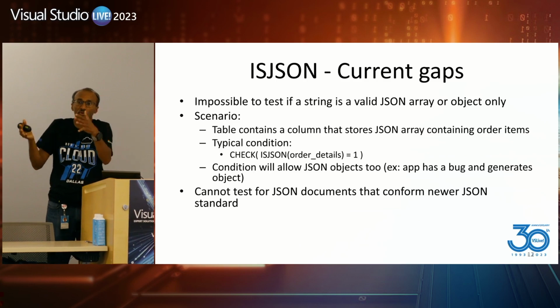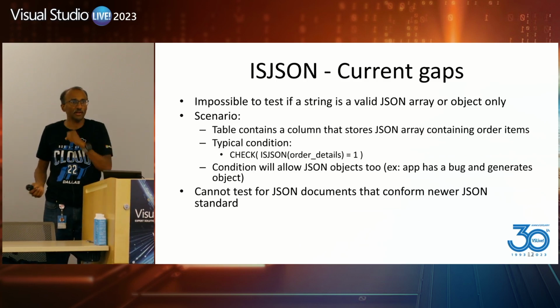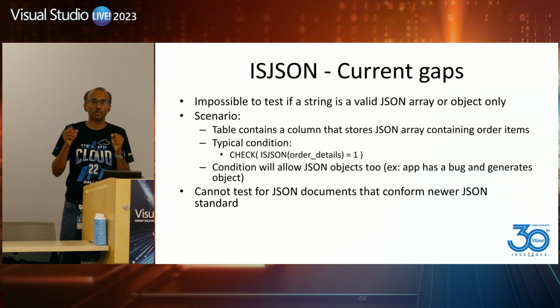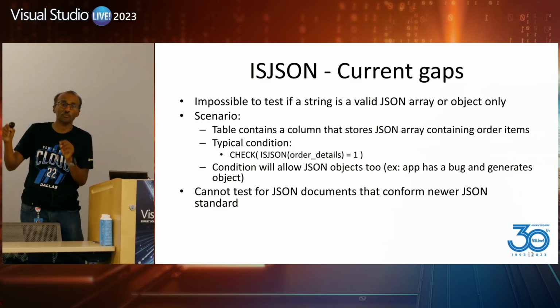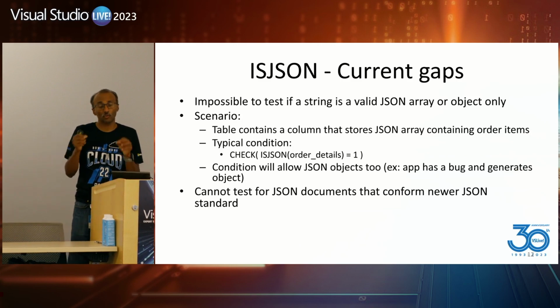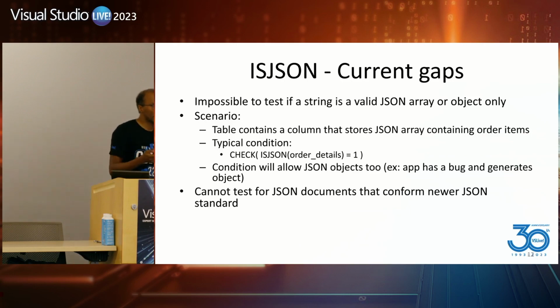Like imagine you have an order processing system, you're getting a bunch of products as an array, and you want to make sure that the input is always a valid array. But if, say, the app has a bug and sends a JSON object instead, which you don't want to store, those kinds of validations are harder to do. This is one of the gaps which we addressed with the new enhancement.